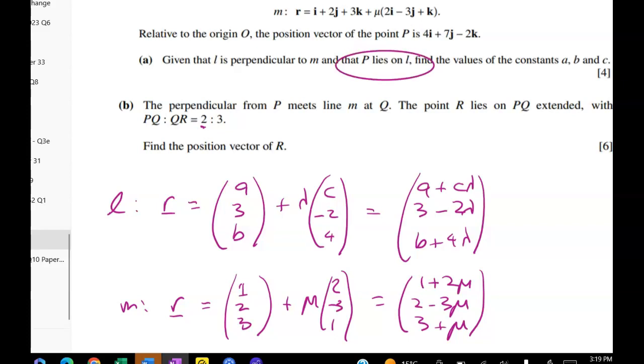So let's have a look at what we can do already before we use the perpendicular thing. P lies on line L, and P is equal to (4, 7, -2). Just looking at this, if it's on line L, that means the components of P fit those three values. And we can see that this one here hasn't got an A, B, or a C. So we're going to be able to work out lambda as a first step, and from there we'll be able to work out B, A, and C. So let's do that now.